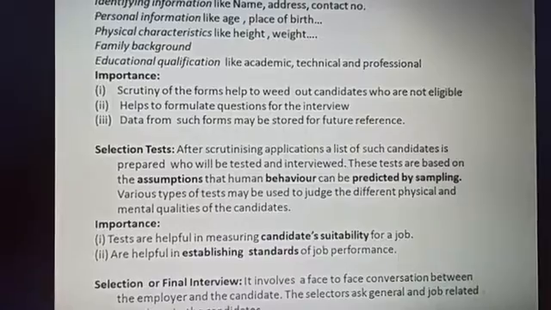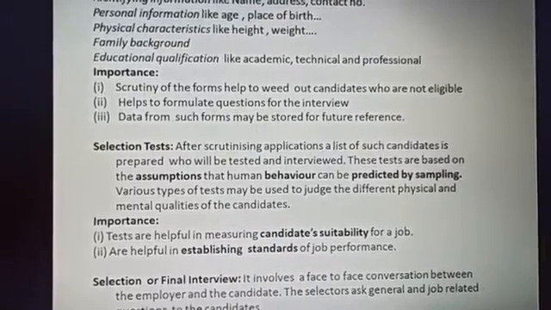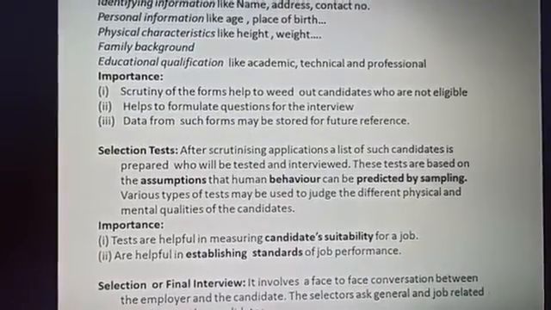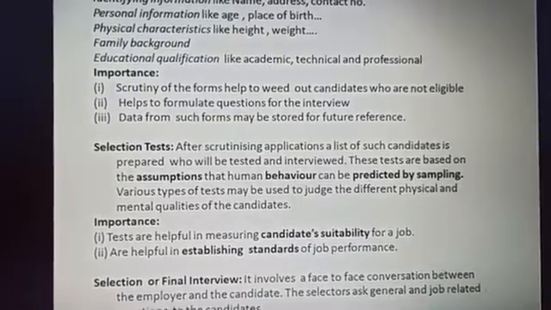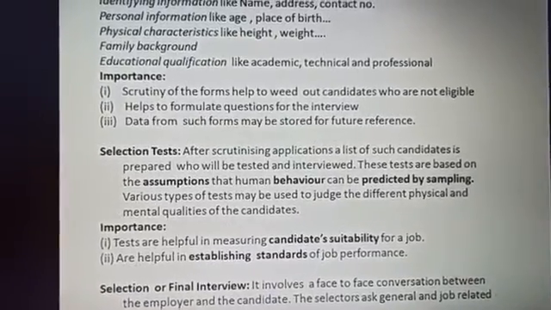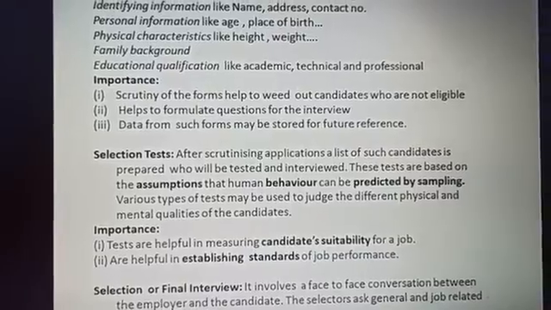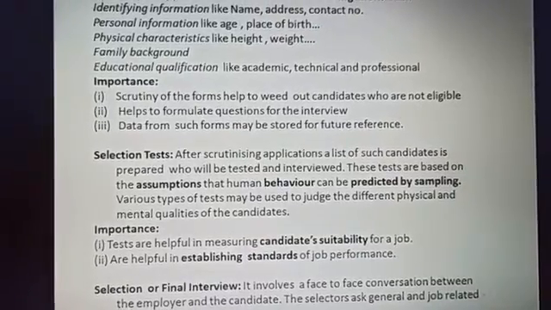Personal information like age, place of birth of the candidate. Physical characteristics like height, weight of the candidate. Family background of the candidate. Educational qualifications like academic, technical, professional qualifications.